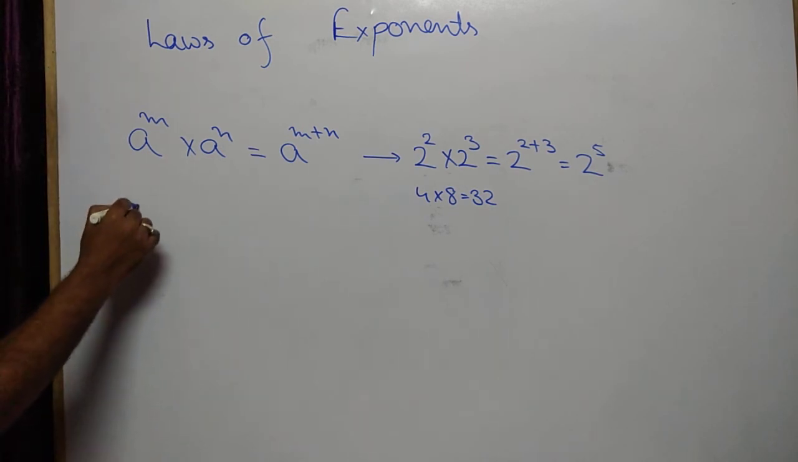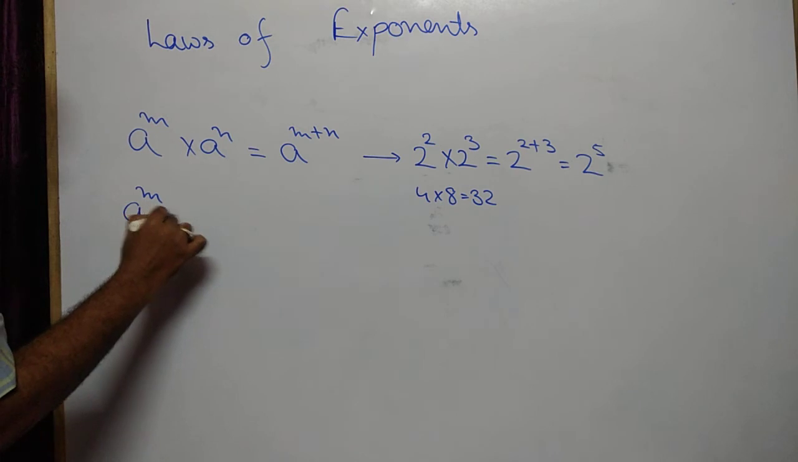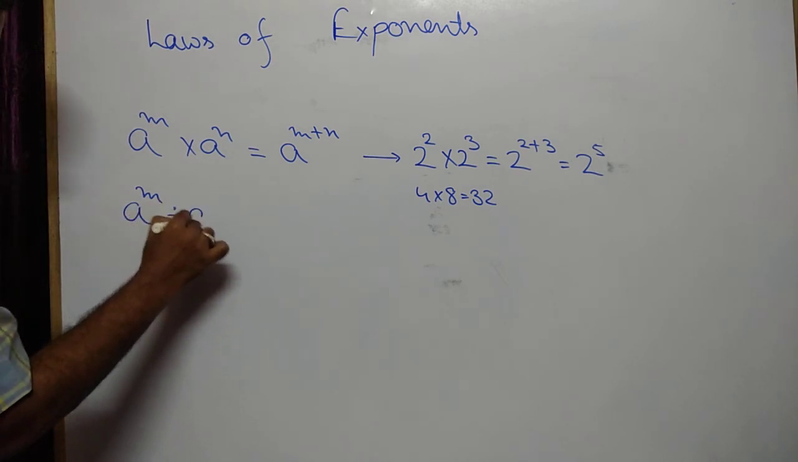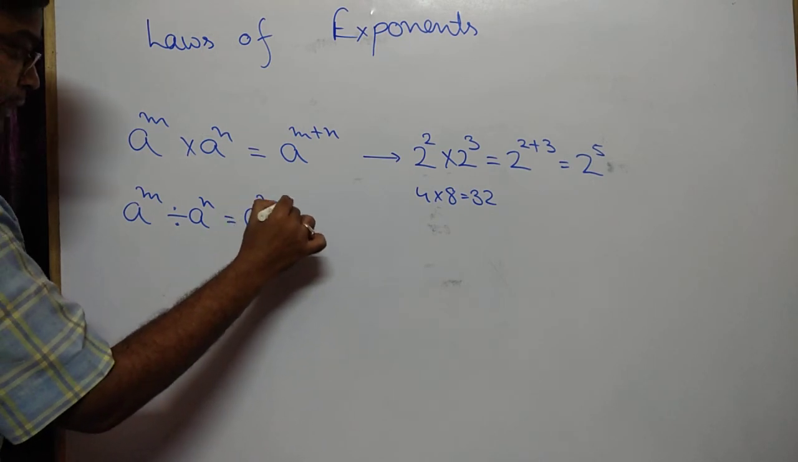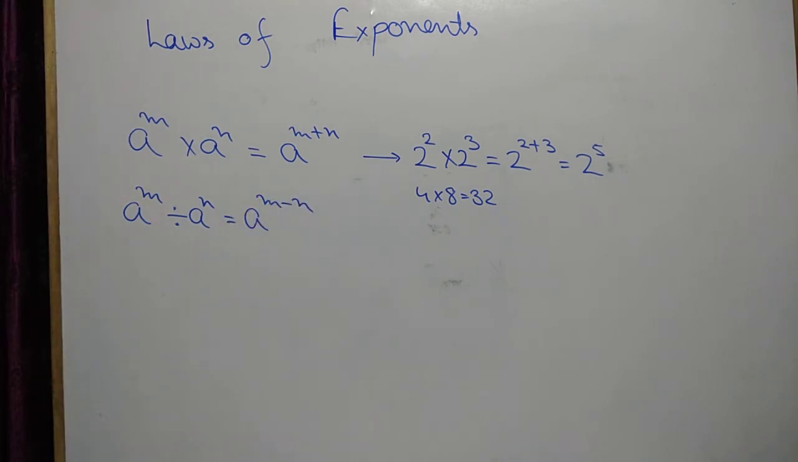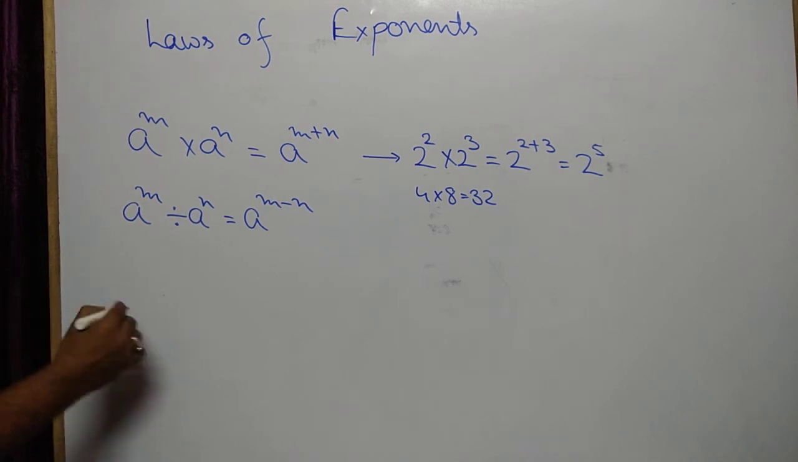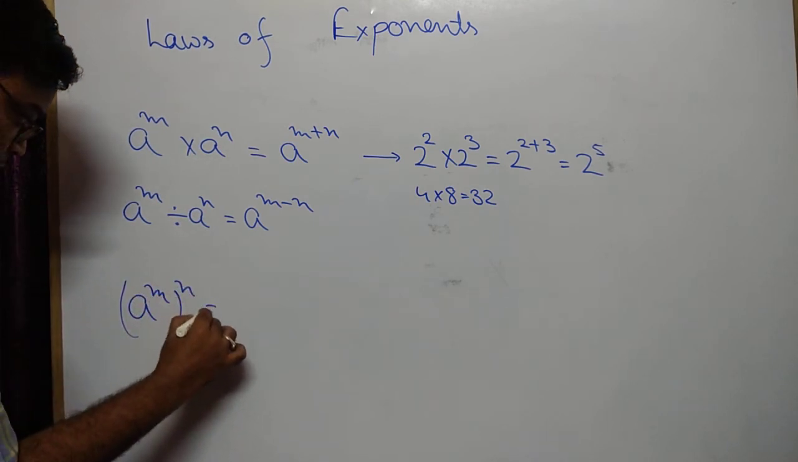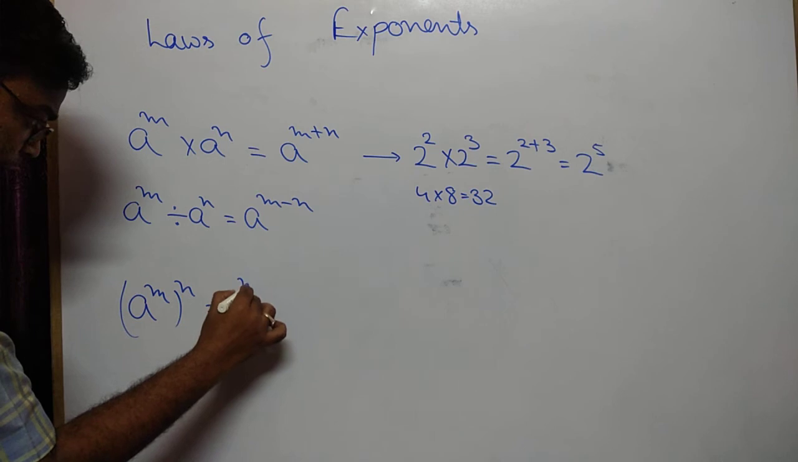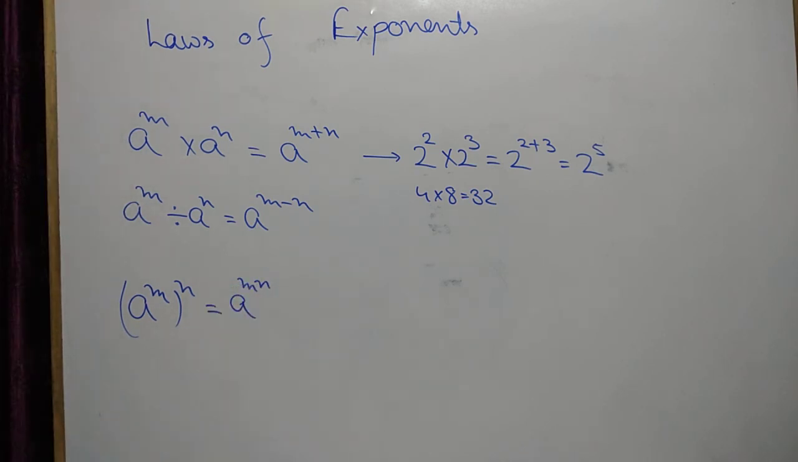Same thing in case of division: subtraction is there, m minus n. Clear? The next one is power to the power. It is given that a to the power m whole to the power n is always equal to a to the power m into n. This is another rule.